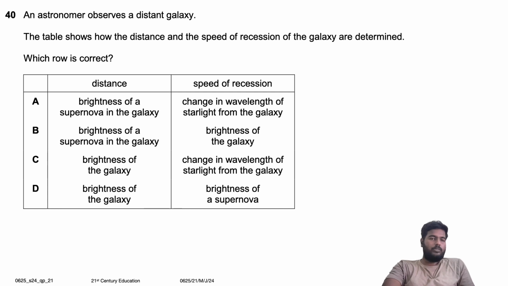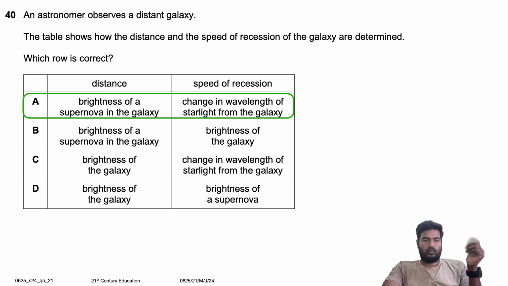Okay. So distance is measured by the brightness of a supernova in that galaxy. So there are two distances actually, actual distance and apparent distance. And the speed of recession is found from the change in wavelength due to the Doppler effect, whether it's less wavelength or more wavelength. So blue shift or red shift. So option A.